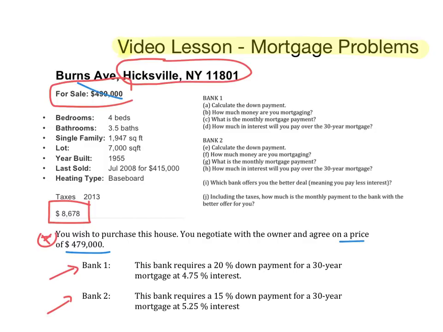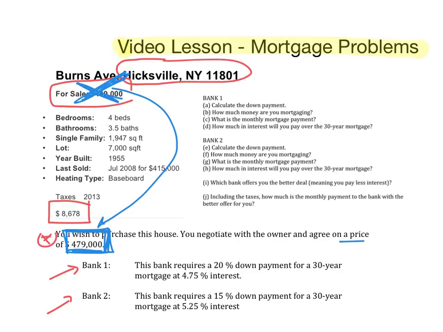Just because a house is for sale at a certain amount, you can make an offer, and then if the person selling the house accepts your offer, that's how much the house will actually cost. So in this case, the house was on sale for $499,000, but we're paying $479,000. And we have two different banks that are offering us a mortgage.